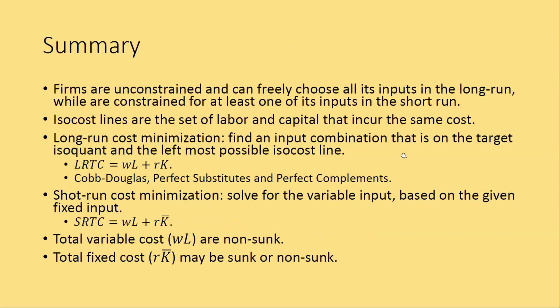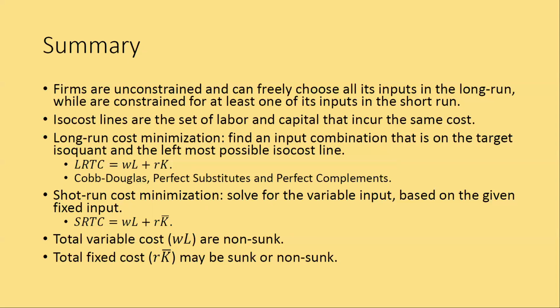Let's summarize this chapter. We distinguished long run and short run. In the long run, the firm is unconstrained and can freely choose all of its inputs. In the short run, the firm will be constrained for at least one of its inputs. In our simplified model, in the long run, the firm can choose both capital and labor. In the short run, the amount of capital is fixed, and the firm can only choose the amount of labor it uses.